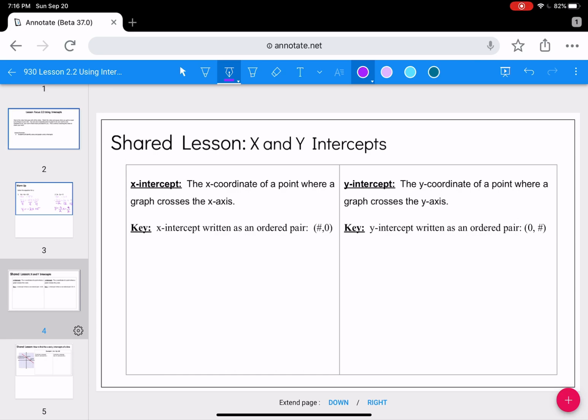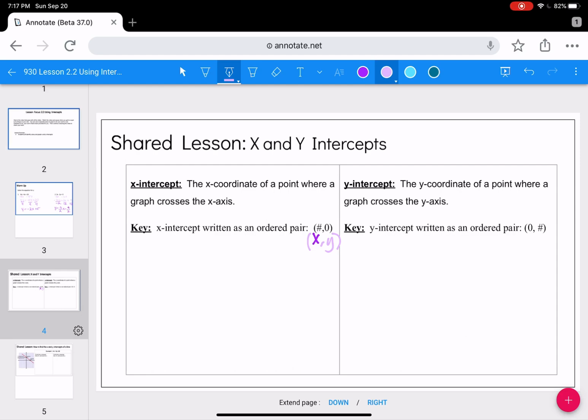Slide 4, we're going to talk about the x and y intercept. So an x-intercept is the coordinate of a point where a graph crosses the x-axis. The key here is the x-intercept is written as an ordered pair. Your x value is a number, and your y value is always 0. So again, your x-intercept is a number where it crosses at the x-axis. Your y value is always 0 for your x-intercept.